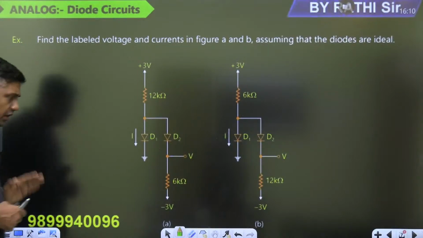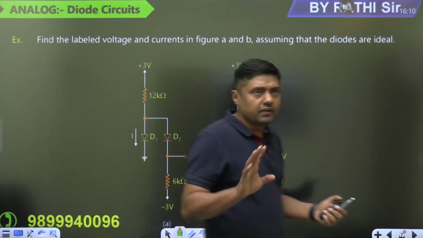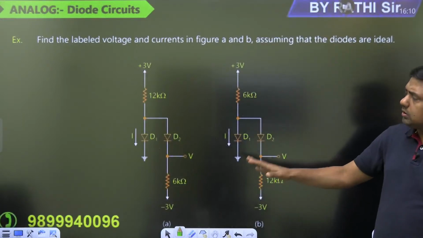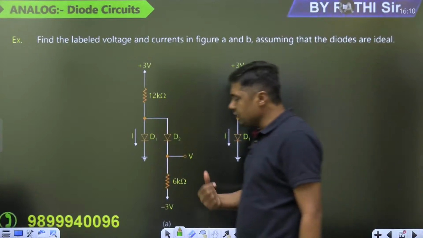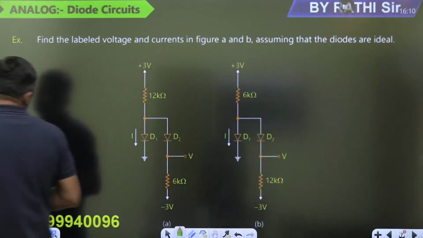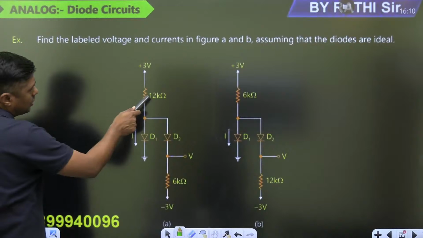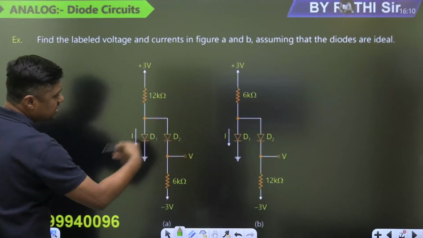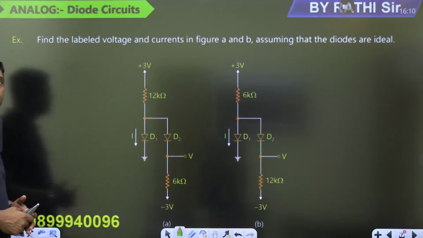If you are watching the recorded session, not the live session, then stop, try to solve it, and then go for the solution. And live students, try to solve this. Then this 12 kilo ohm resistor is connected, 6 kilo ohm resistor is connected. So what is the difference between these two diagrams? First of all, watch carefully.